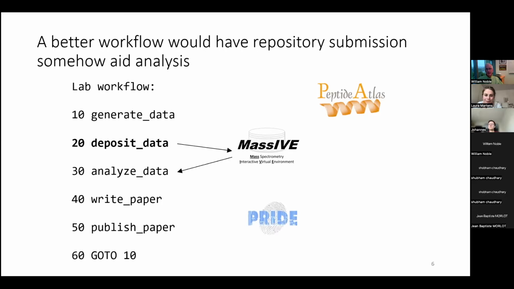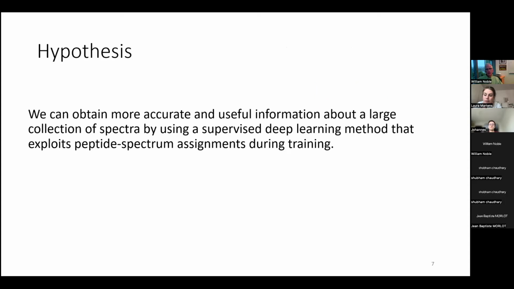We would like instead to encourage people to deposit their data earlier so that they could then use other data to try to make sense of the data they have in hand. The idea is if there are thousands and thousands of experiments out there in these repositories, they should be able to inform us about the data that we just collected. So the particular hypothesis that we wanted to pursue here was that we can use supervised machine learning to try to learn an embedding of spectra into a latent space that can help us to assign peptide sequences to spectra when we get a new set of spectra coming along.